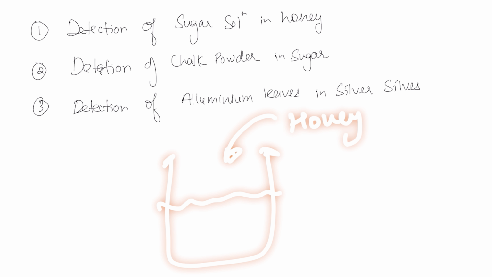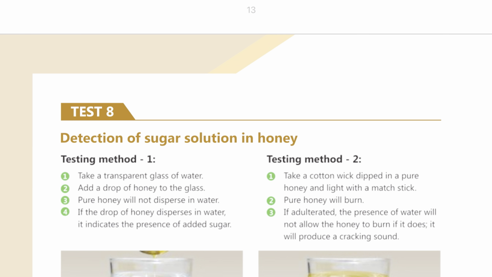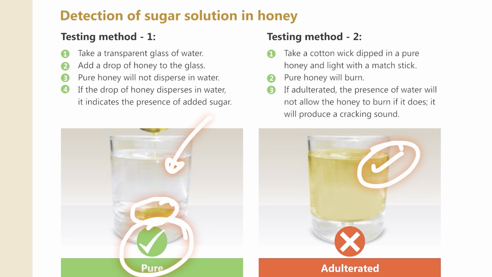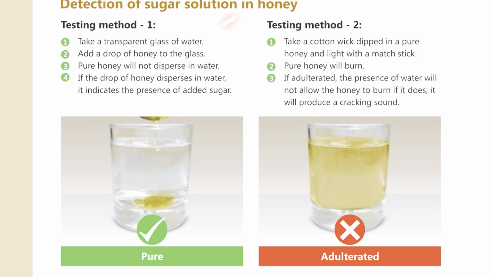And there are two scenarios basically. If the honey gets dissolved, which means that it is adulterated, and if the honey does not get dissolved, which means that the honey is pure. So there are basically two methods. Testing method one we have discussed, and testing method two is written over here.